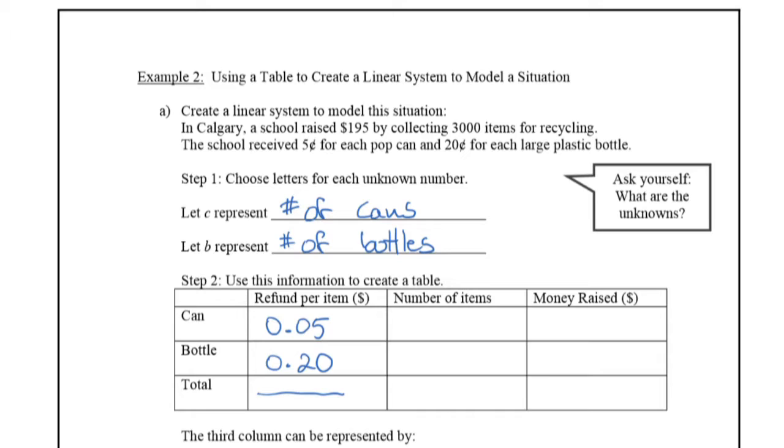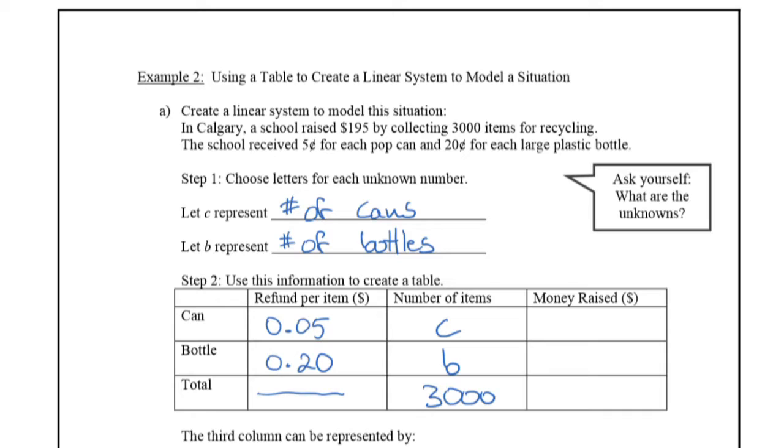Number of items. Well, I had C is the number of cans and B is the number of bottles. And I know that I have 3,000 cans and bottles. I don't know how many cans, how many bottles, but I know in total I have 3,000.